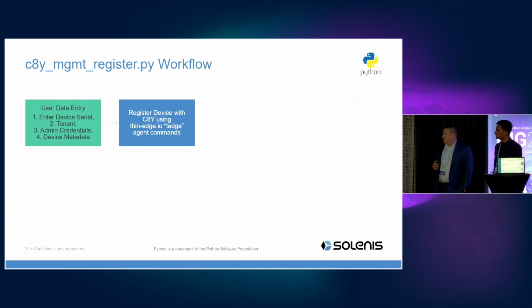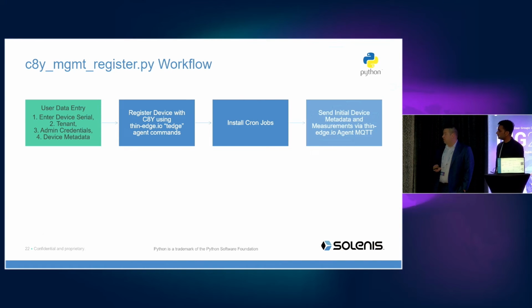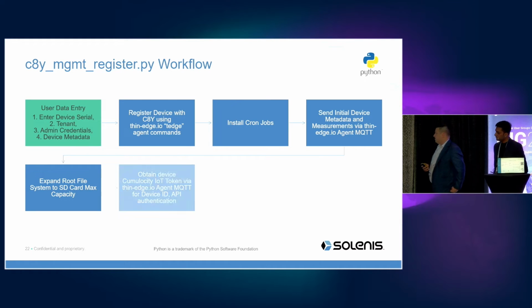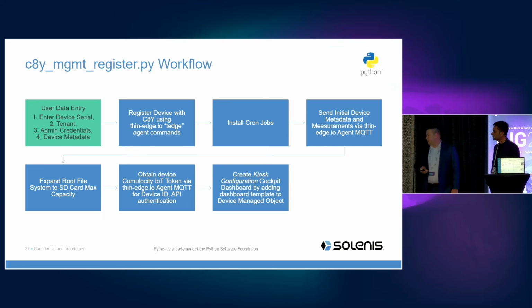The script processes this, registers the device with Cumulocity using the tedge commands of thin-edge there, installs the cron jobs on the device, sends the initial device metadata and measurements to Cumulocity, expands the small image to the full size of the SD card, does that initial obtaining of that JWT, passes that to Chrome to update that, and then actually also creates the initial configuration dashboard through API.